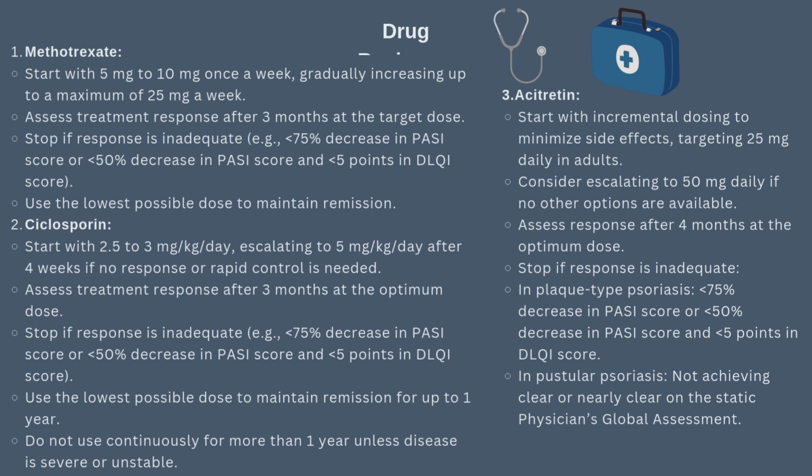In plaque-type psoriasis, inadequate response is less than a 75% decrease in PASI score, or less than a 50% decrease in PASI score and less than 5 points in DLQI score. In pustular psoriasis, it is not achieving clear or nearly clear on the static physician's global assessment.